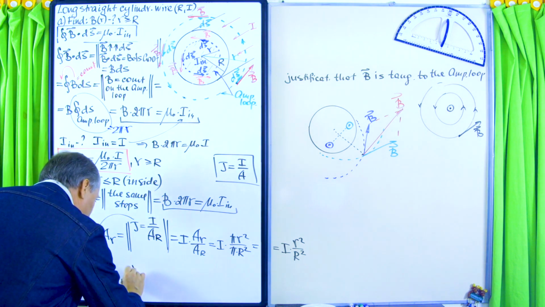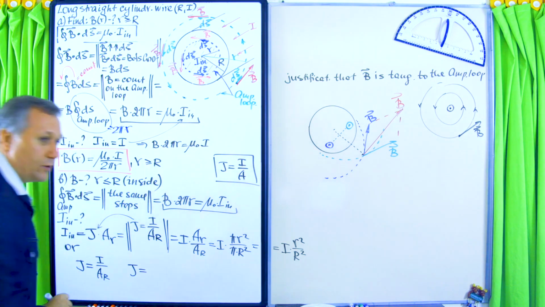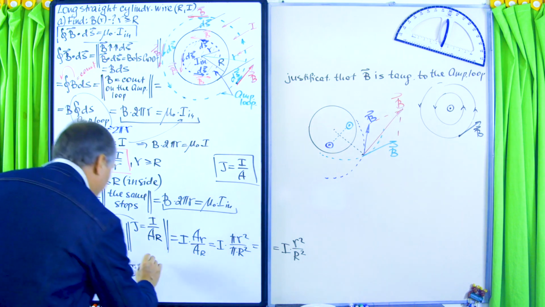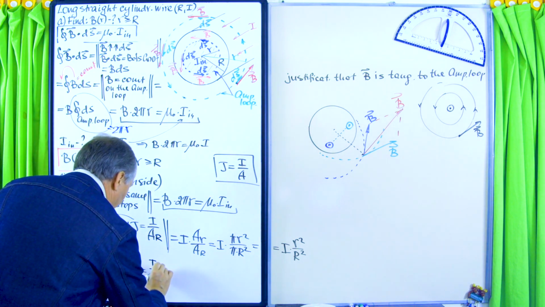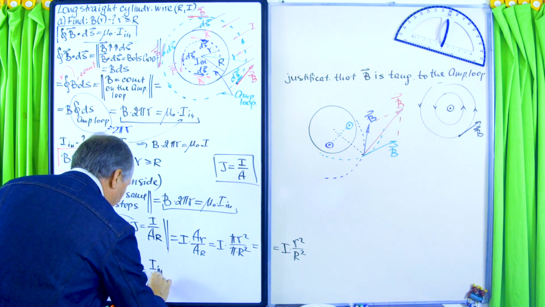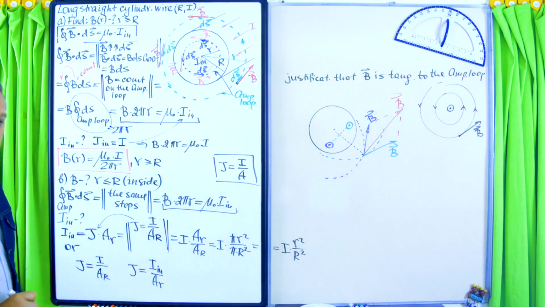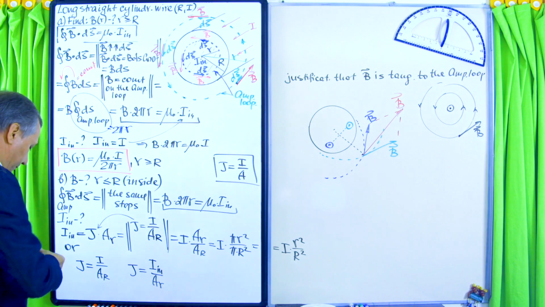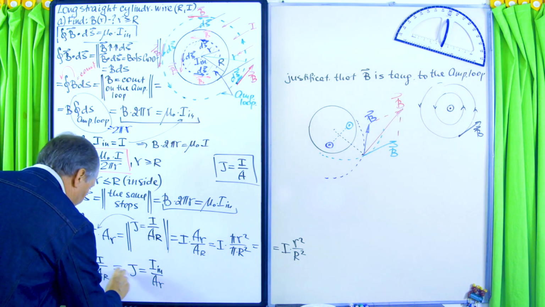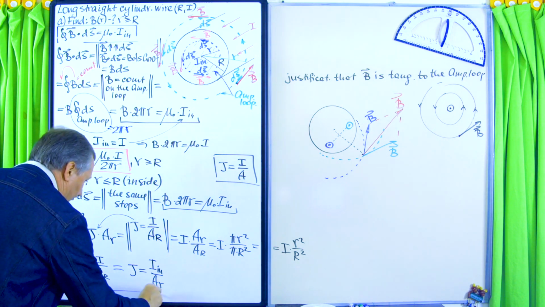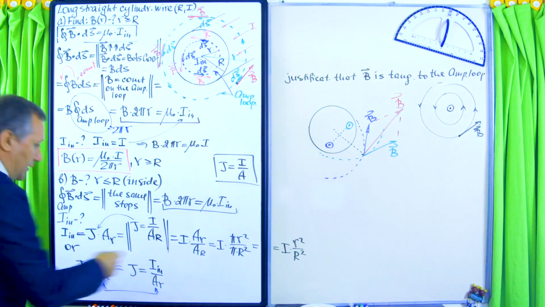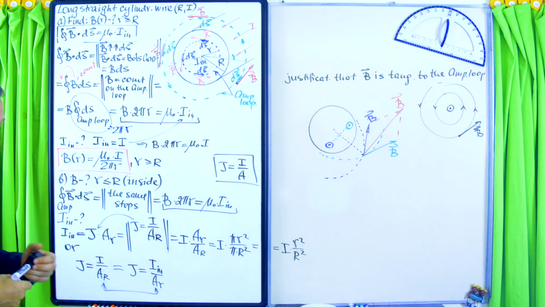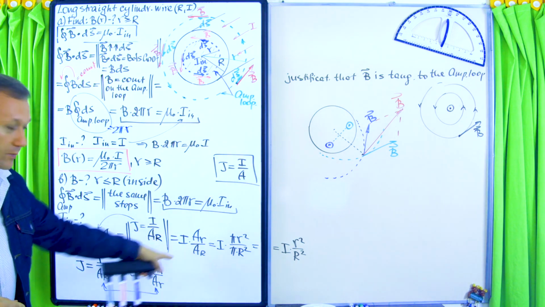But at the same time, since the current density is the same, it's a uniform distribution, we can find the same current density using I enclosed divided by the cross-sectional area with radius r small. And again, since these current densities are the same, of course I can put an equal sign between them, and these two sides of this expression give us exactly the same thing, right?